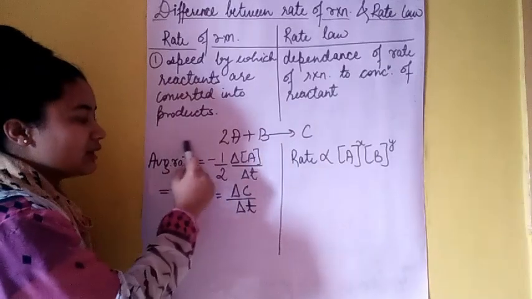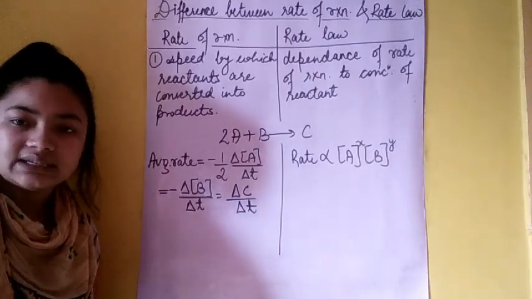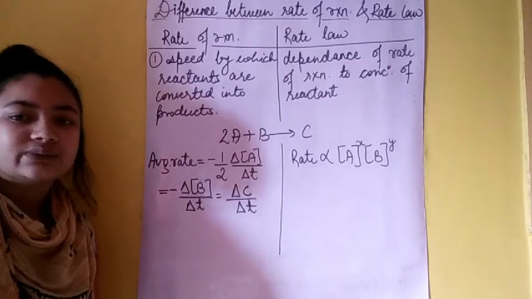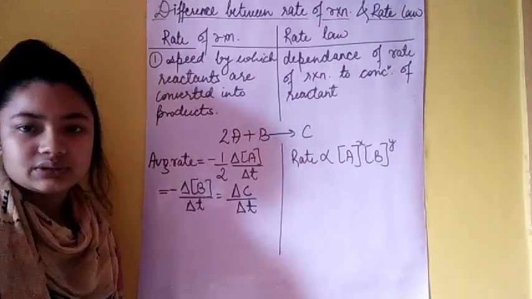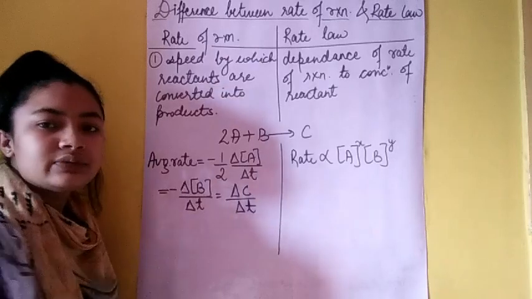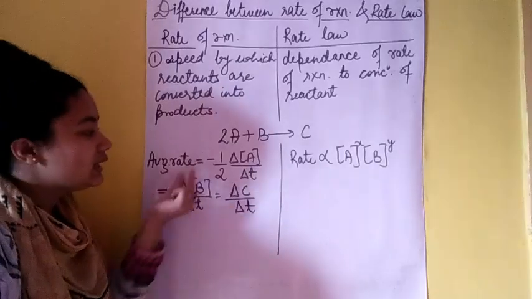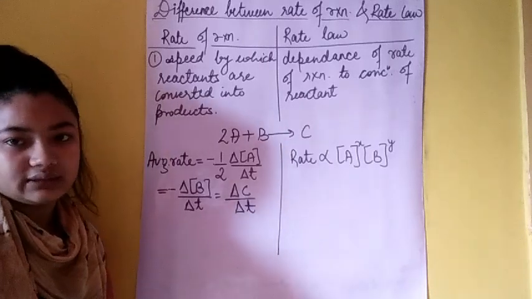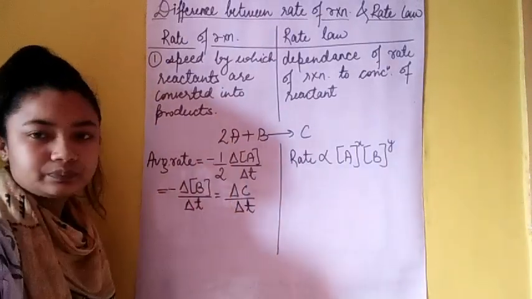For a given chemical equation, the rate of reaction can be expressed in two ways: average rate and instantaneous rate. Average rate is for a large period of interval, and instantaneous rate is for a very small time period. Now, if we write the average rate for this particular reaction, how will we write it? For the coefficients of the reactants, we put a minus sign. What is the significance of this sign? It indicates the disappearance, or decrease in the concentration, of the reactant. And the stoichiometric coefficients are used here.